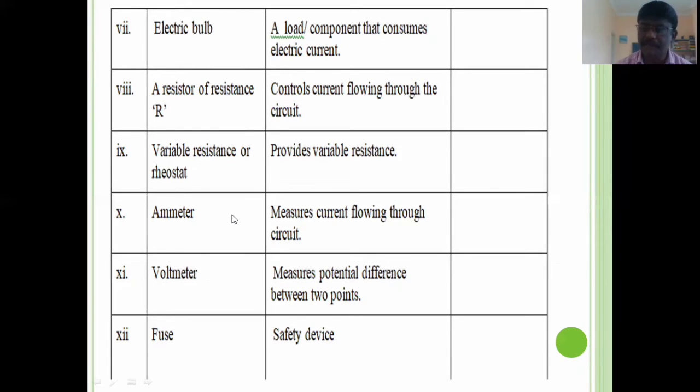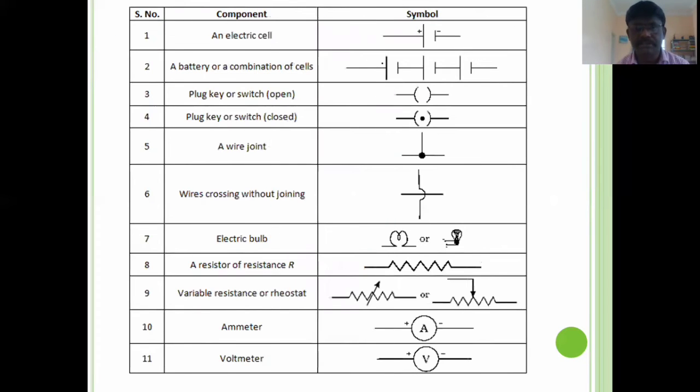Ammeter, a device which is used to measure electric current that flows through the circuit. Voltmeter is a device that measures potential difference between 2 points. Fuse, we know it is a safety device. Now here the symbols are given.